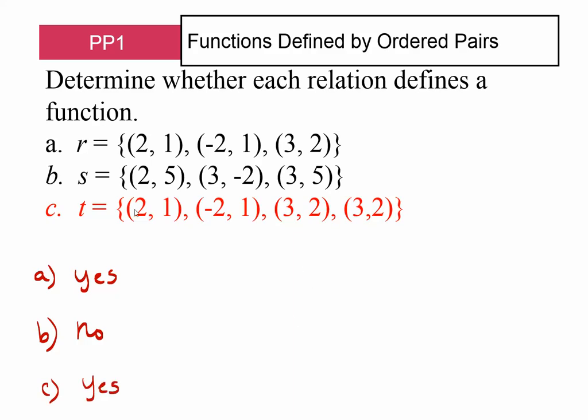We good? 2 goes to 1, negative 2 goes to 1, but 3 goes to 2. Aren't these 2 points still the same exact point? So in this case, they still map to the same exact point on the graph. So yeah, that is still a function. They have to map to 2 distinct y values. Okay, good there.